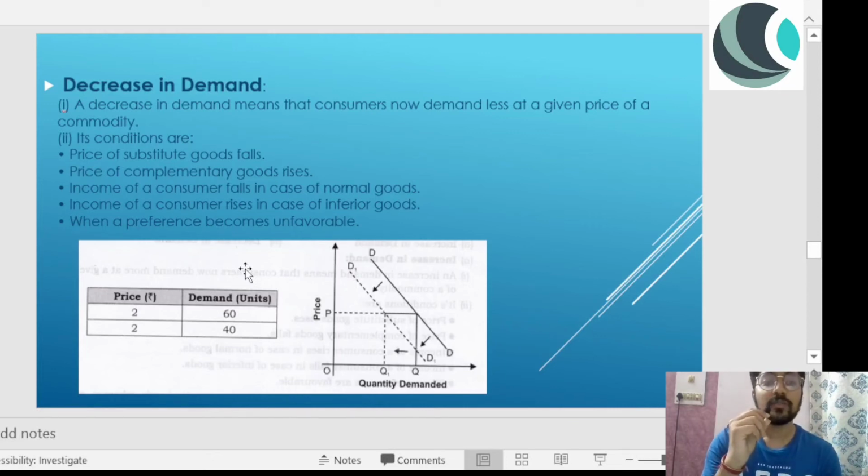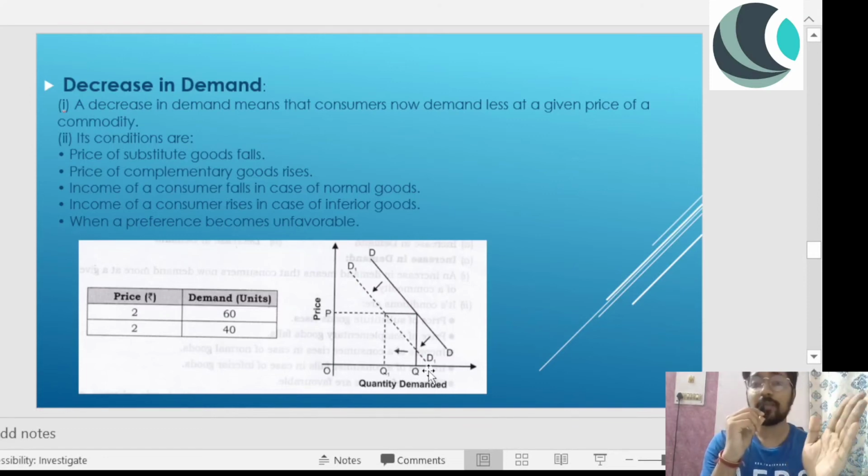So when a preference becomes unfavorable, I don't want to buy gaming phones, I'm looking for a camera-centric phone. So there is a decrease in demand. The price will remain the same in this as well. Now there is a leftward shift from D to D1. The quantity demanded has been reduced, right? The original was demanded at P and Q. Now the price is the same. The new quantity demanded is Q1. So this is D1, the new curve, that is leftward.